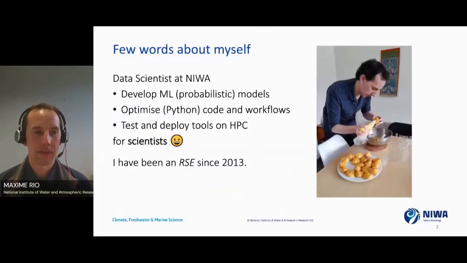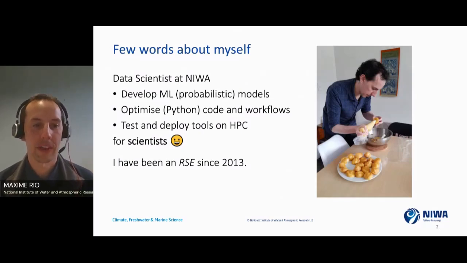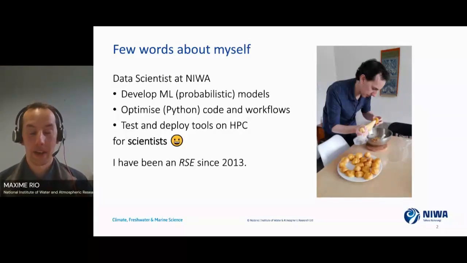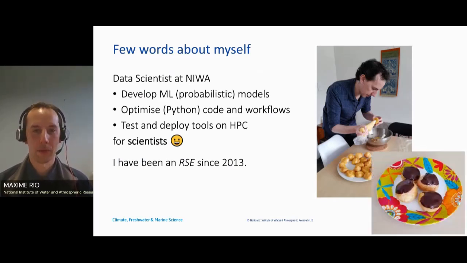I'll start with just very few words about myself. I work as a data scientist at NIWA. I love developing machine learning models, in particular probabilistic ones, optimizing Python code and workflows, and testing and deploying all sorts of tools on the HPC, but most importantly, doing this for others, for scientists. I've been doing this for now more than 10 years. I love it, and I do recommend it if you're considering this type of career. And in my spare time, I do other things, as you can see on the right. And if you're wondering what it is, these are profiteroles, and they're very, very good.